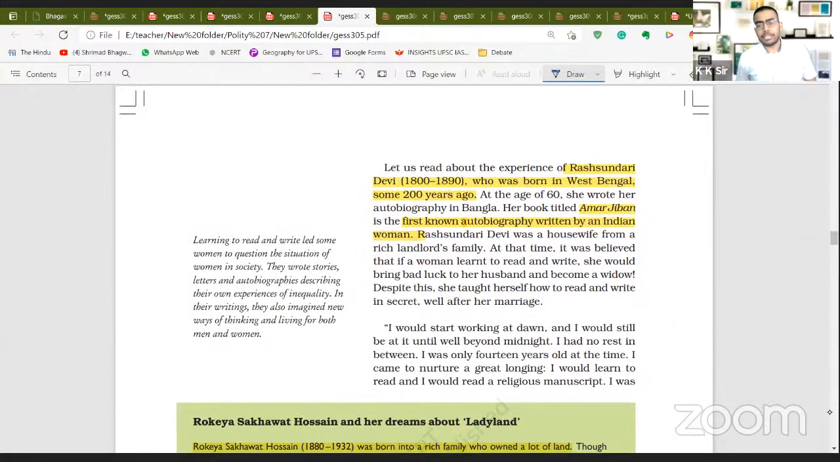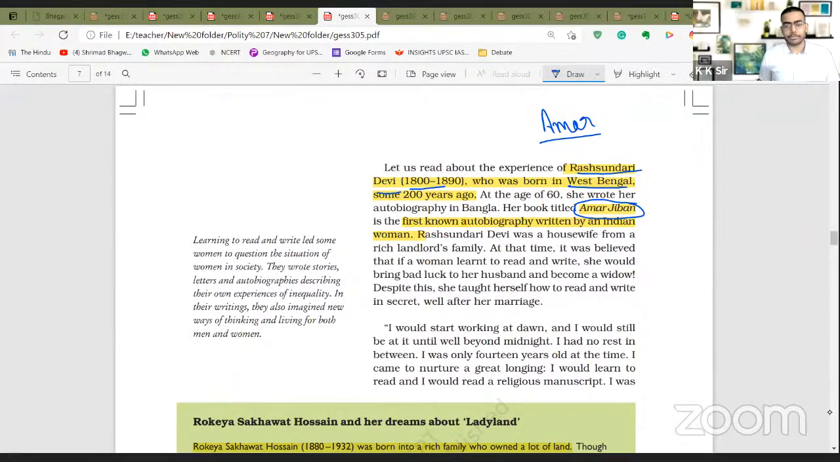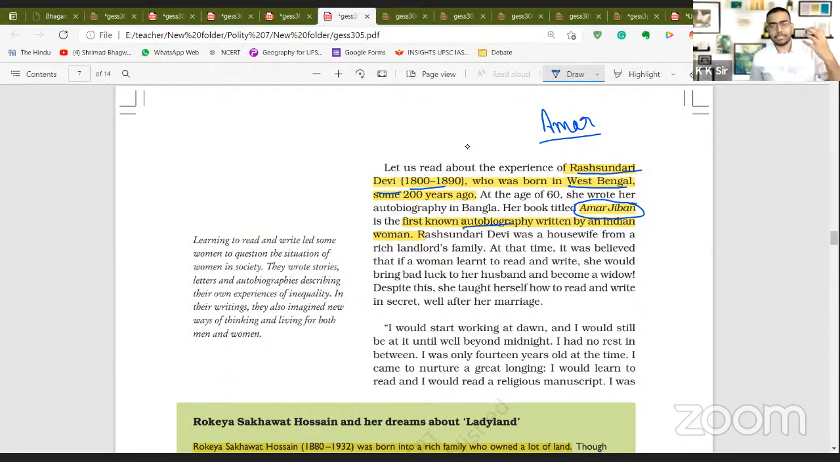Similar one more figure here is Ras Sundari Devi. She's even older than Pandit Ramabai, 1880 to 1890. She is from West Bengal. She has written a book called Amar Jivan. In Hindi, those who must be reading, they will read it as Amar Jivan. Anybody from West Bengal again? Nobody in class yesterday, so nobody. So if you are a Bengali, you will know that you have to pronounce it like Amar Jivan, meaning my life, my life. So this is an autobiography. In Hindi, Amar is like immortal, not Amar Jivan.